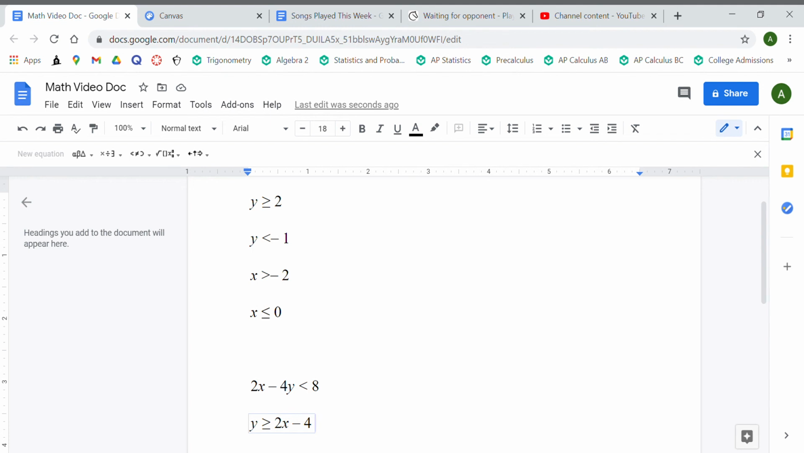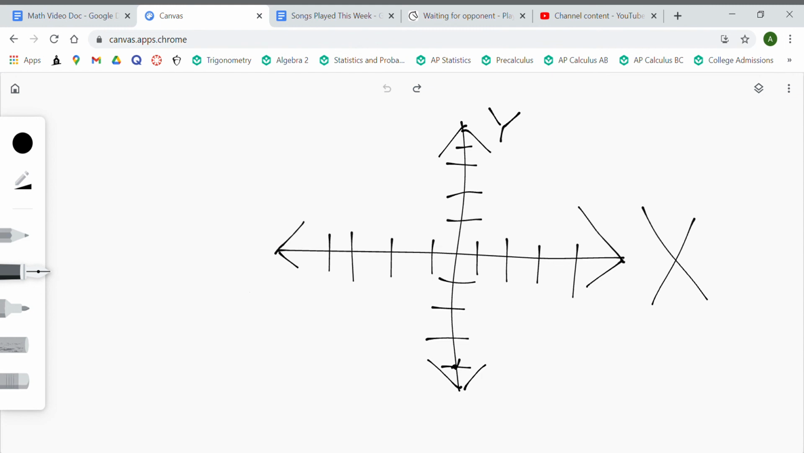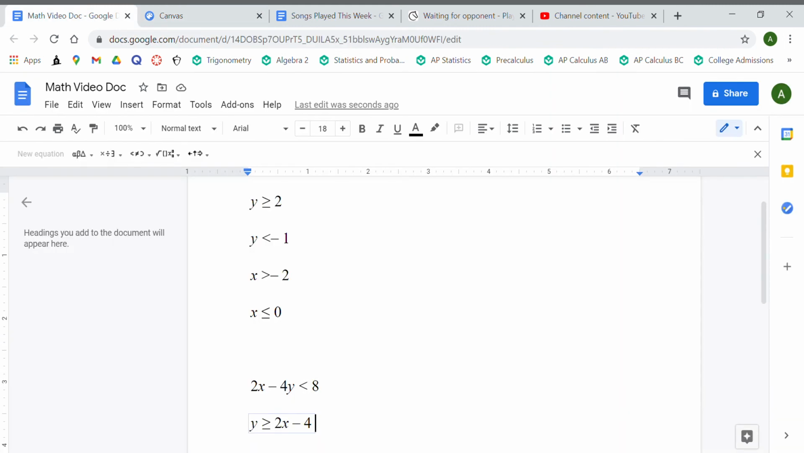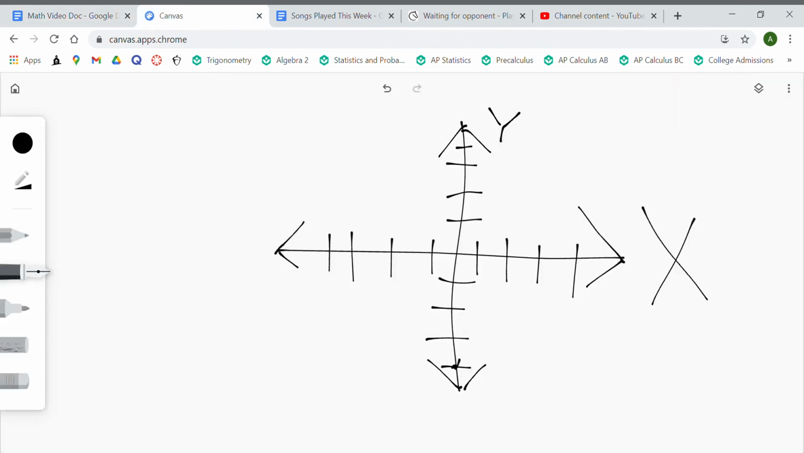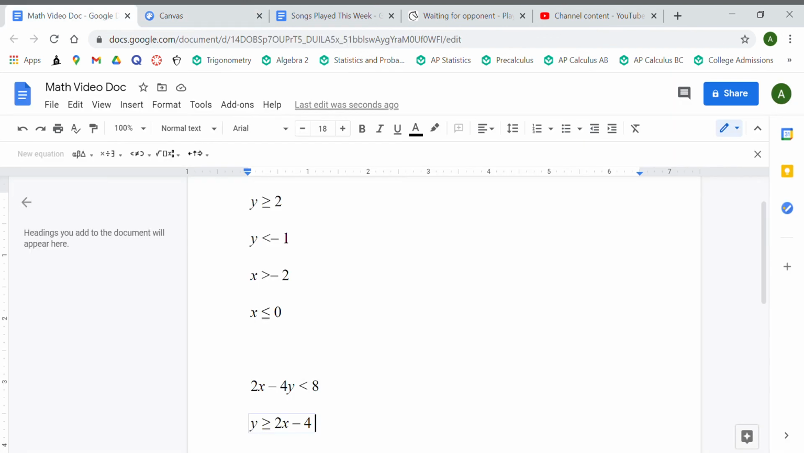Alright, so we notice that this is in slope-intercept form. So we need to graph the y-intercept, which is -4. And then we have a slope of 2. So we need to go up 2, right 1. And then, notice this is a greater than or equal to sign, so we had to do a solid line, as you can see here.